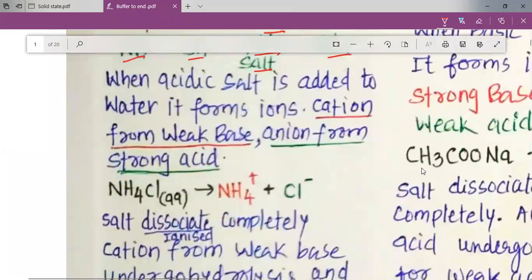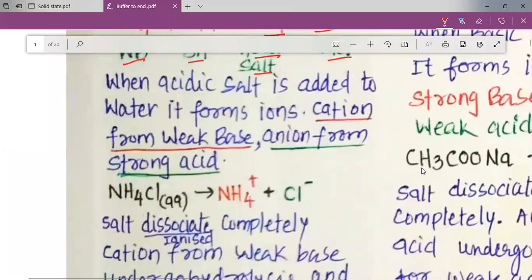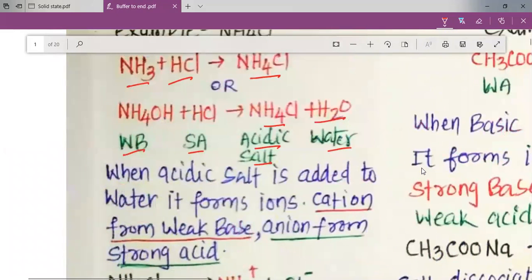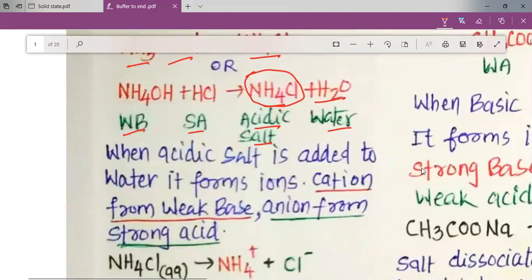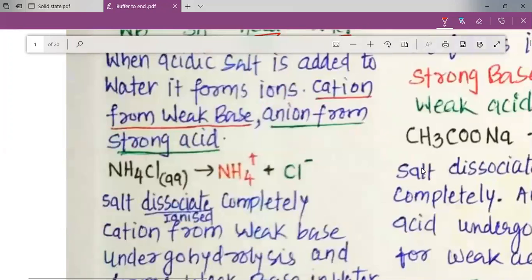When this acidic salt is added to water, now what happens? We have got the acidic salt, and we want to add this acidic salt into the water. So when this acidic salt is added to water, it forms ions. NH4Cl, when it is added to water, forms NH4 plus ion and Cl minus ion.